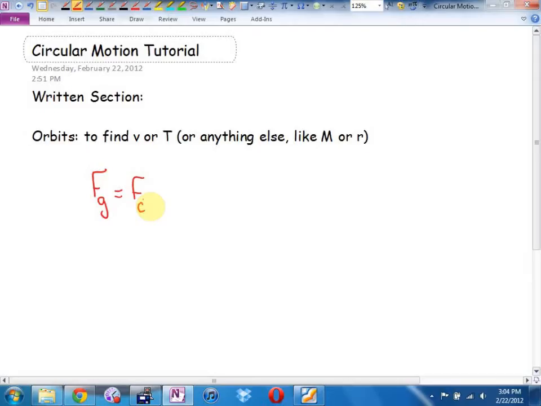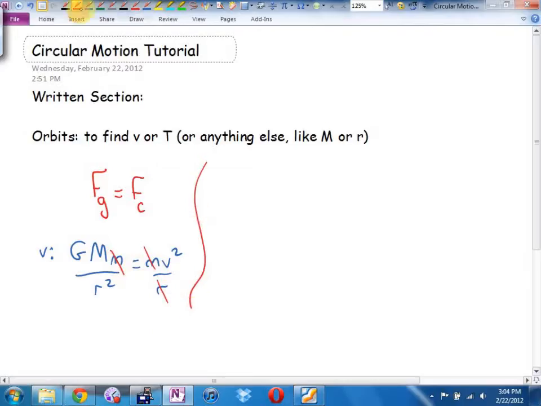Hey, if they want me to find velocity, okay, well, the left side never changes. So to find V, it would be big G, big M, little m over r squared equals mv squared over r. And yay, a mass cancels, 1 r cancels, I can find V. If they want me to find the period, well, I would go big G, big M, little m over r squared equals m 4 pi squared r over T squared. Hey, once again, m cancels. Unfortunately, the r's don't. You have an r cubed. And I can find the period.